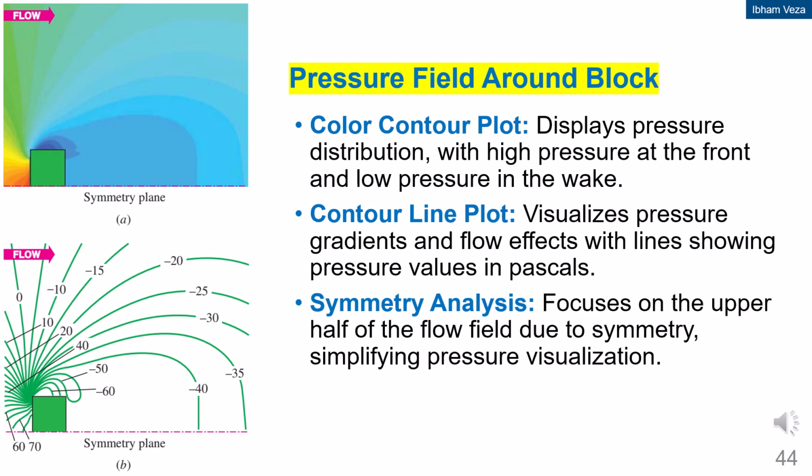Pressure field around block. The color contours show the pressure distribution around the block. High pressure appears at the front, where the flow is brought to rest. Behind the block, the pressure becomes lower due to the wake and flow separation. The contour lines help visualize pressure gradients quantitatively. This example links flow kinematics with the pressure field.